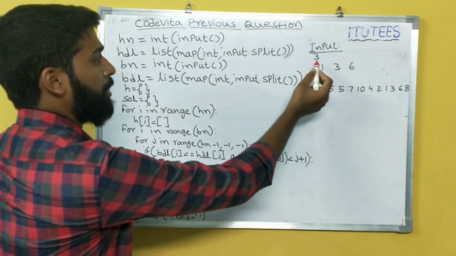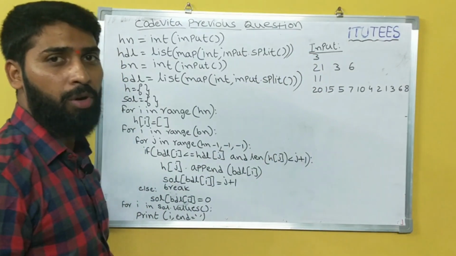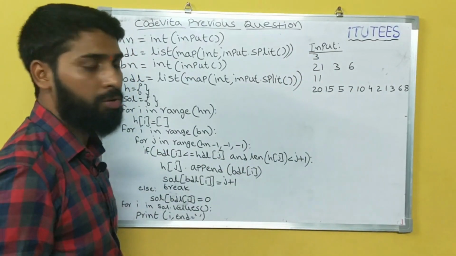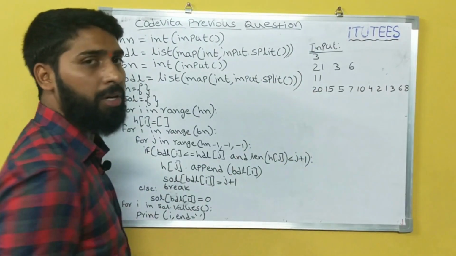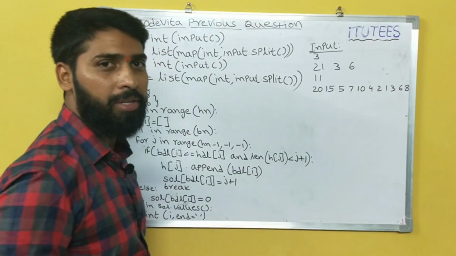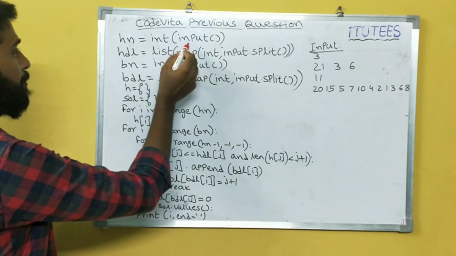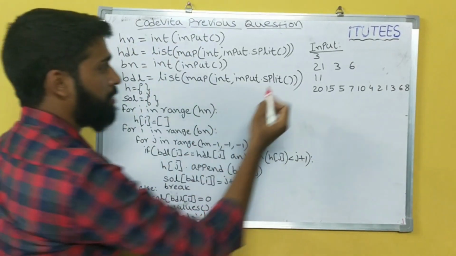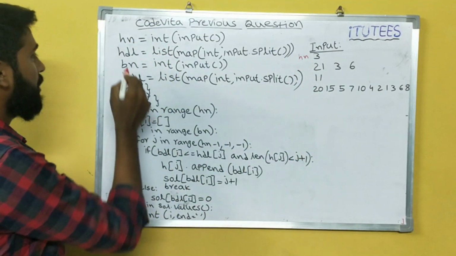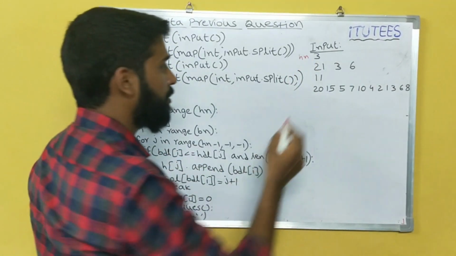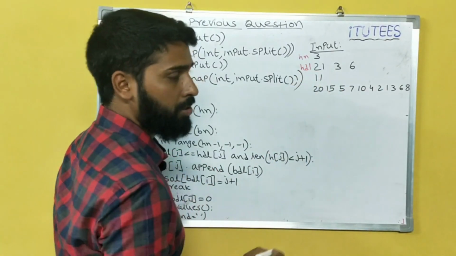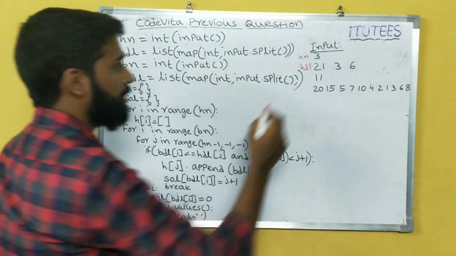So we are giving input: number of holes, after that diameters of holes, after that number of balls, after that each ball diameter. So I am taking that input Hn, so Hn equals the number of holes. So next, diameter of each hole, HDL, the hole diameter list. This is the list.